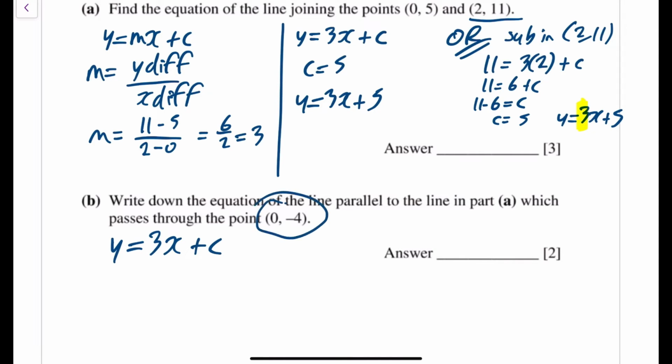And here it passes through the point (0, -4). (0, -4) is on your y-axis. So that means y is equal to 3x minus 4 is the answer that they're looking for.